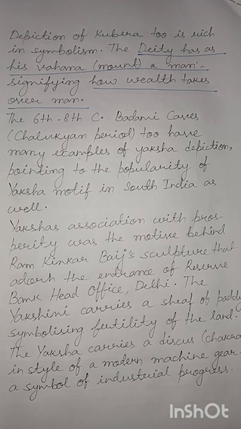man. So you can also connect it with the rather well-known point that most of the deities in the Indian context have their vahanas, and most of the deities have for their vahana some particular animal. But in the case of Kubera, it's a person, it's a man. What it signifies probably is that wealth takes over the psychology of man.